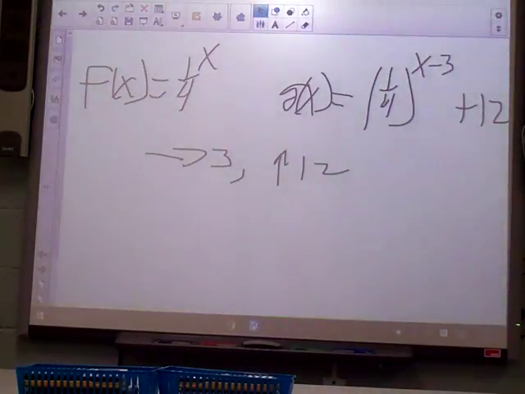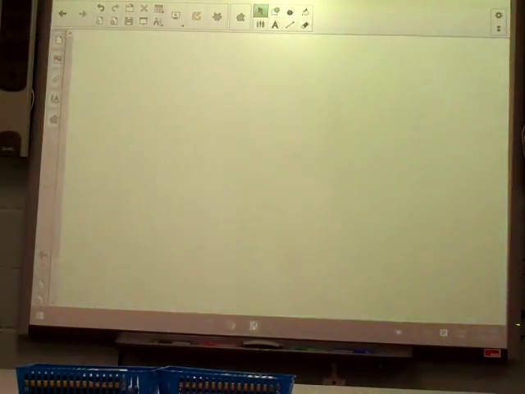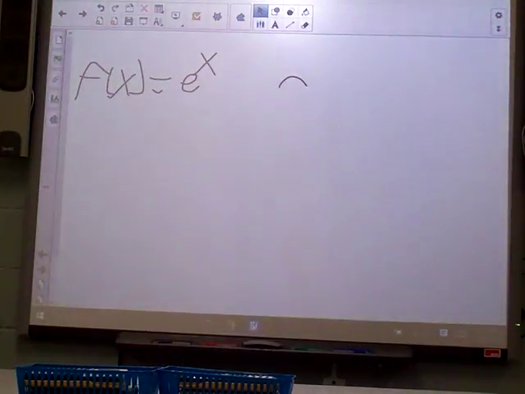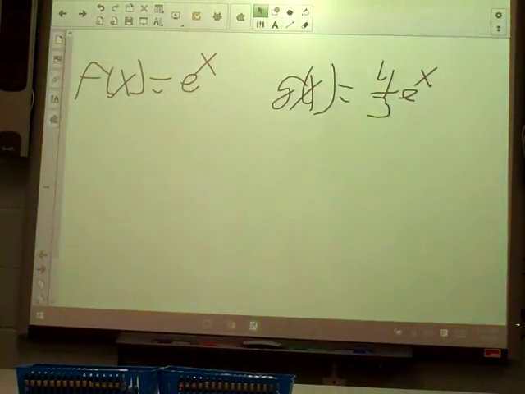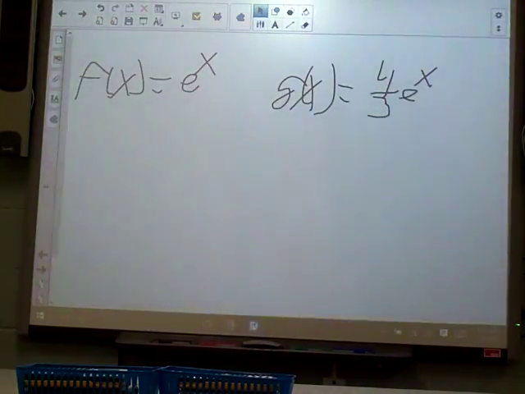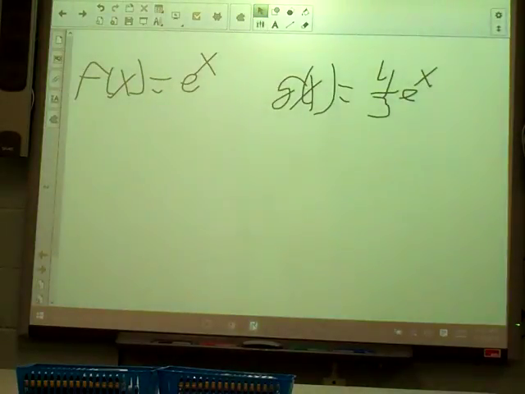Okay. Let's throw in something else. I got f of x equals e to the x. That's the number e. That's okay, we can use that. G of x is equal to 4/3 e to the x. So what this one has new is that 4/3 stuck out in front. That would be an a. So you're looking on those a's that we wrote, and that had to do with shrinking and stretching.